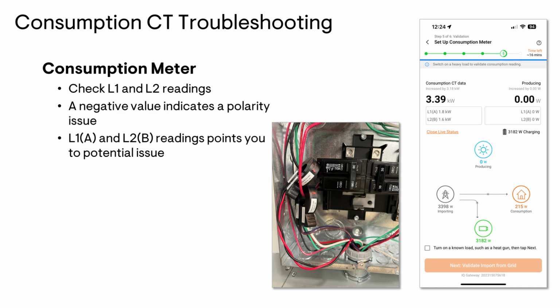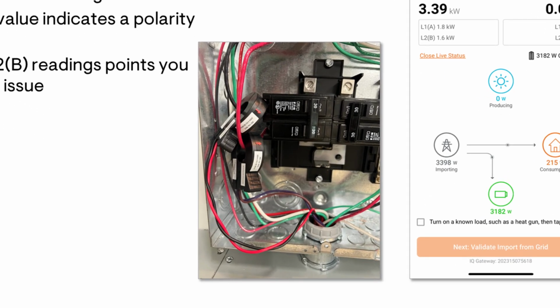Where you place your consumption CTs is also really important. Your consumption CTs, as a best practice, is to put them on the main feeder lines coming in from the utility. And so for your consumption CT, that is for your L1 that has the black and red wires, that's going to go on your L1 feeder line from the utility. And your L2 consumption CT, which has the brown and purple wires, those are going to be going on your L2 feeder line from the utility.